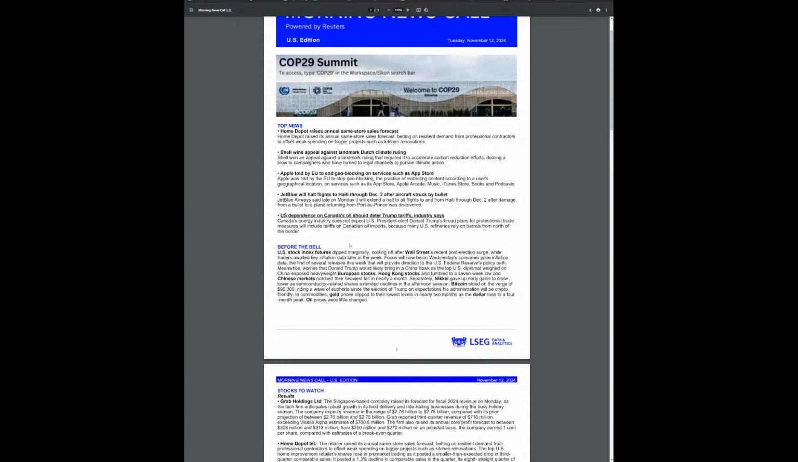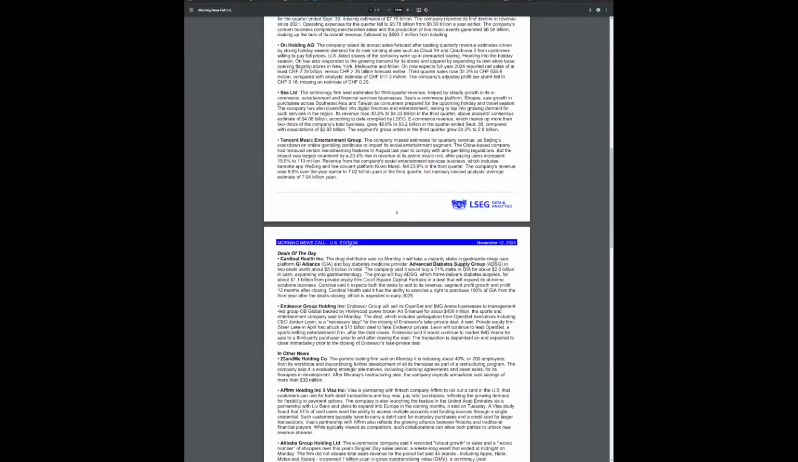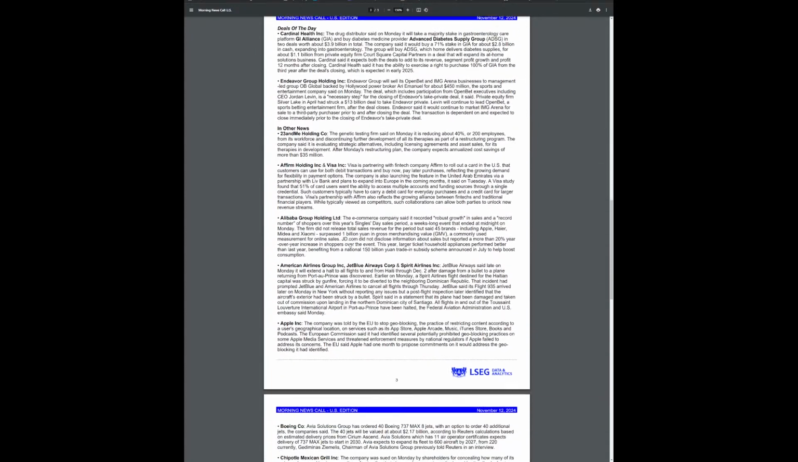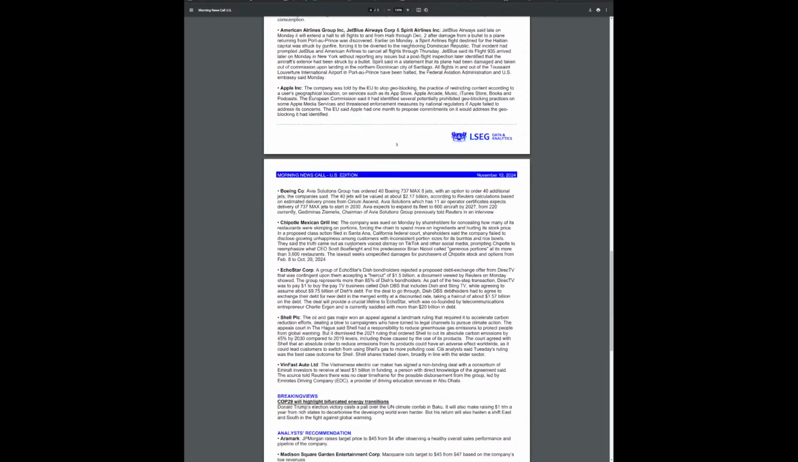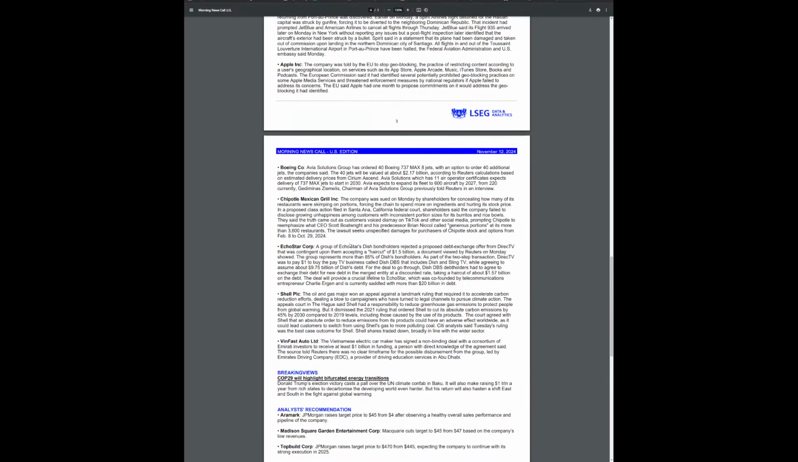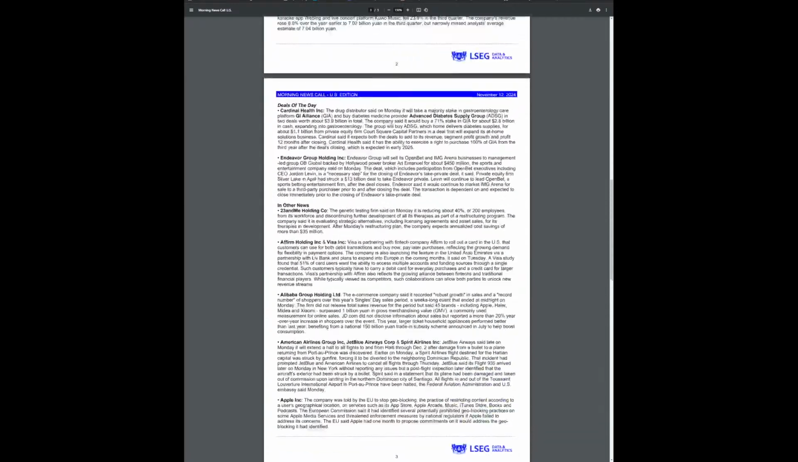Now, U.S. dependence on Canada's oil should deter tariffs, industry says. All right. Let's see if there's anything in here. Oh, Chipotle, it looks like the company was sued on Monday by shareholders for concealing how many of its restaurants were skimping on portions, forcing the chain to spend more on ingredients and hurting its stock price. Interesting. All right. I think that's it for today for that news.